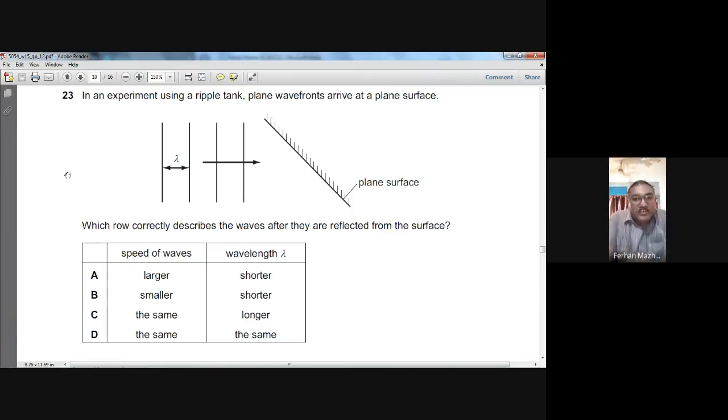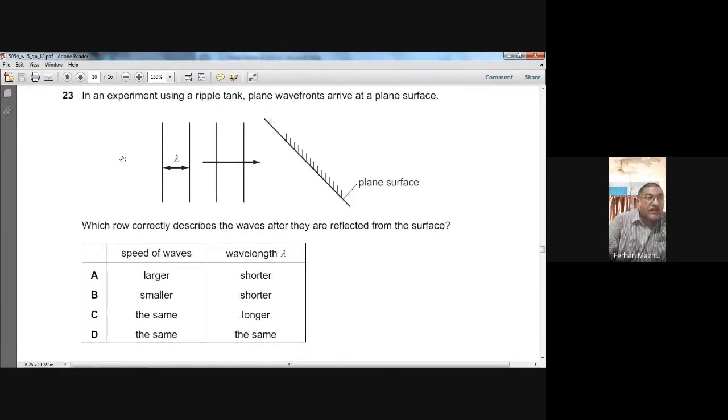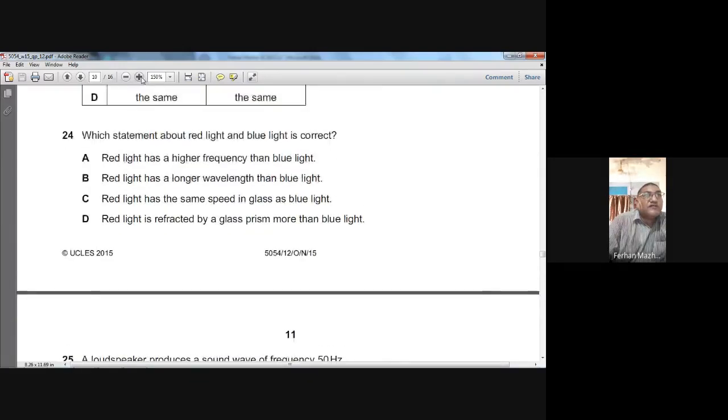So there will be no change in the speed of the wave and there will be no change in the wavelength. So D is the option. The speed of the wave will be the same and the wavelength will be the same. D is the option for question number 23. Okay, we are going into question number 24.